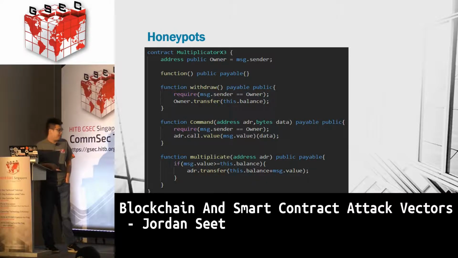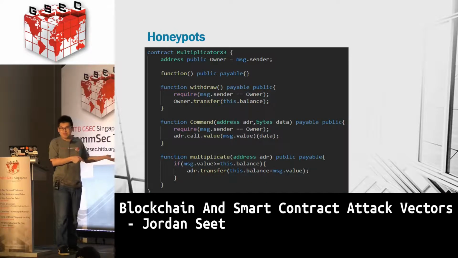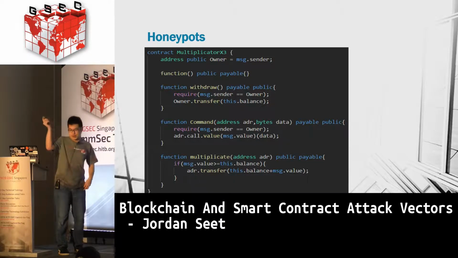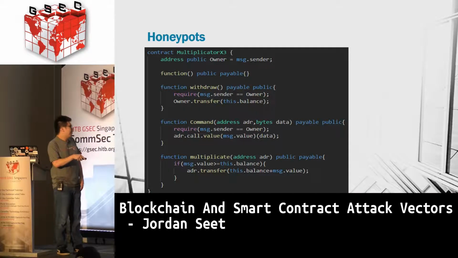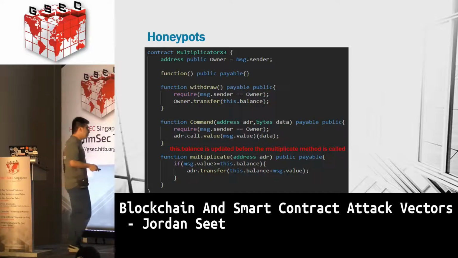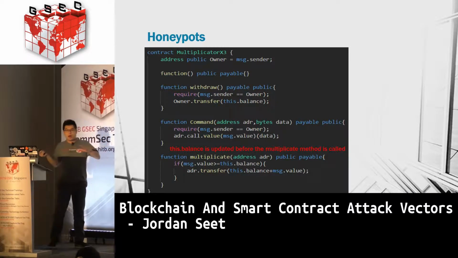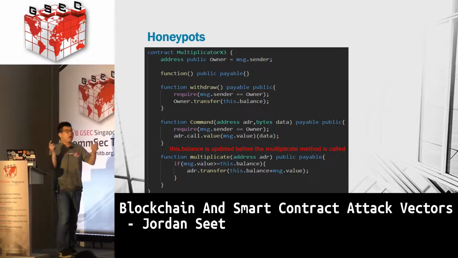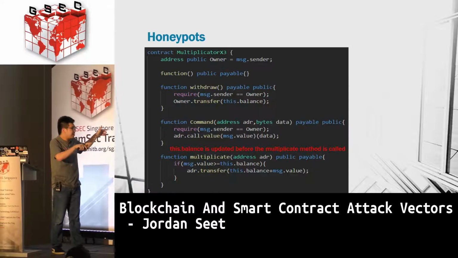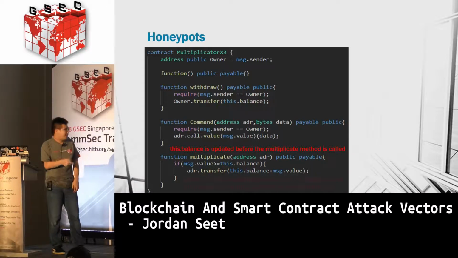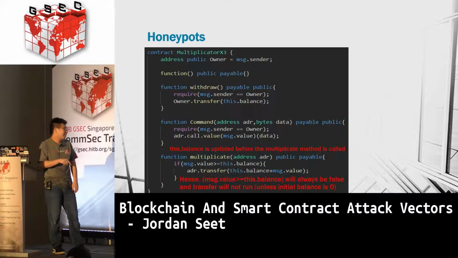Honestly, people have fallen for this trap. If you were to go on Etherscan, the blockchain explorer, and check, people have tried to send a lot of money to this. The problem is that when you send Ether or any form of value into a contract, the state is updated before the method is called. So in this case, this condition will always return false because the state will be updated.